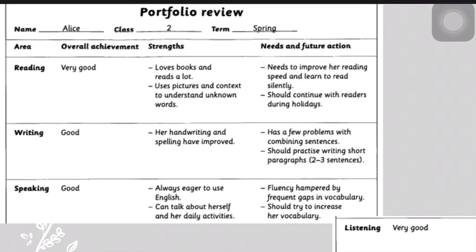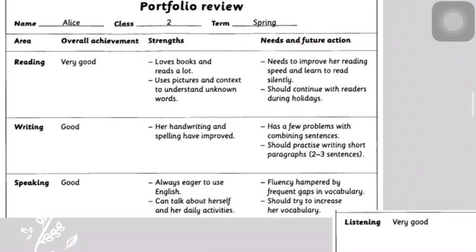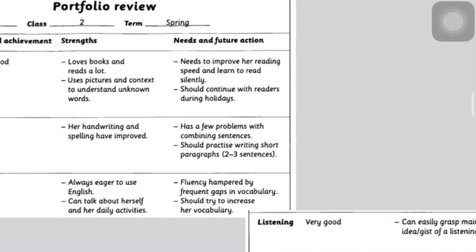And then for the writing area, the achievement is good. The strength is her handwriting and spelling have improved. And then the weakness is she has a few problems with combining sentences. She should practice writing short paragraphs of 2 to 3 sentences. And then the speaking area is good. The student is always eager to use English, can talk about herself and her daily activities, but the weakness is fluency hampered by frequent gaps in vocabulary, and she should try to increase her vocabulary.